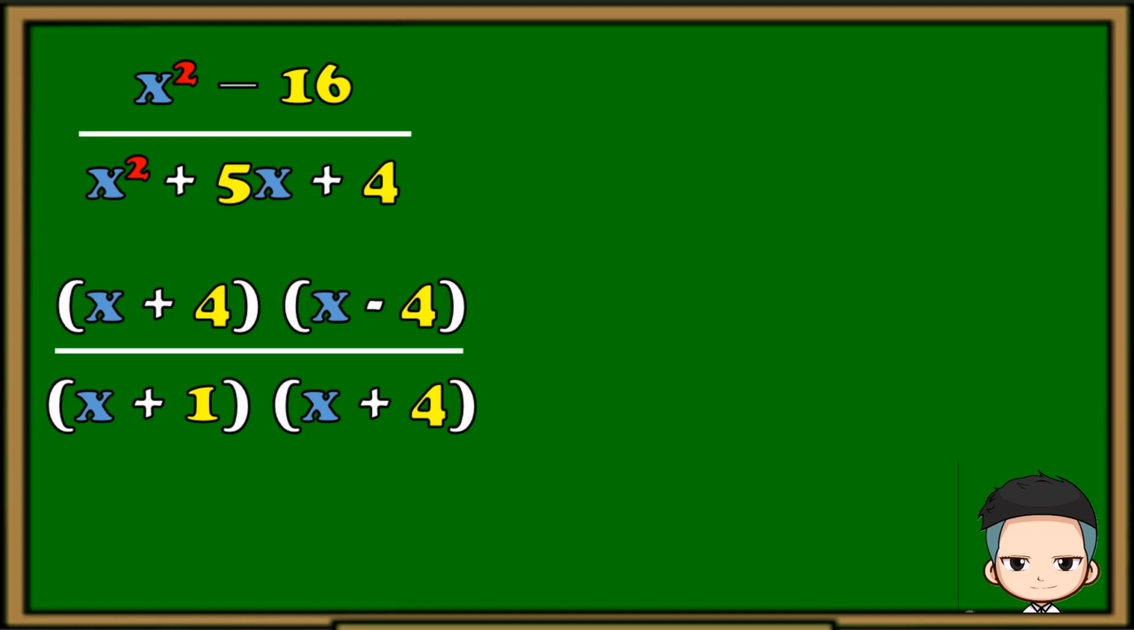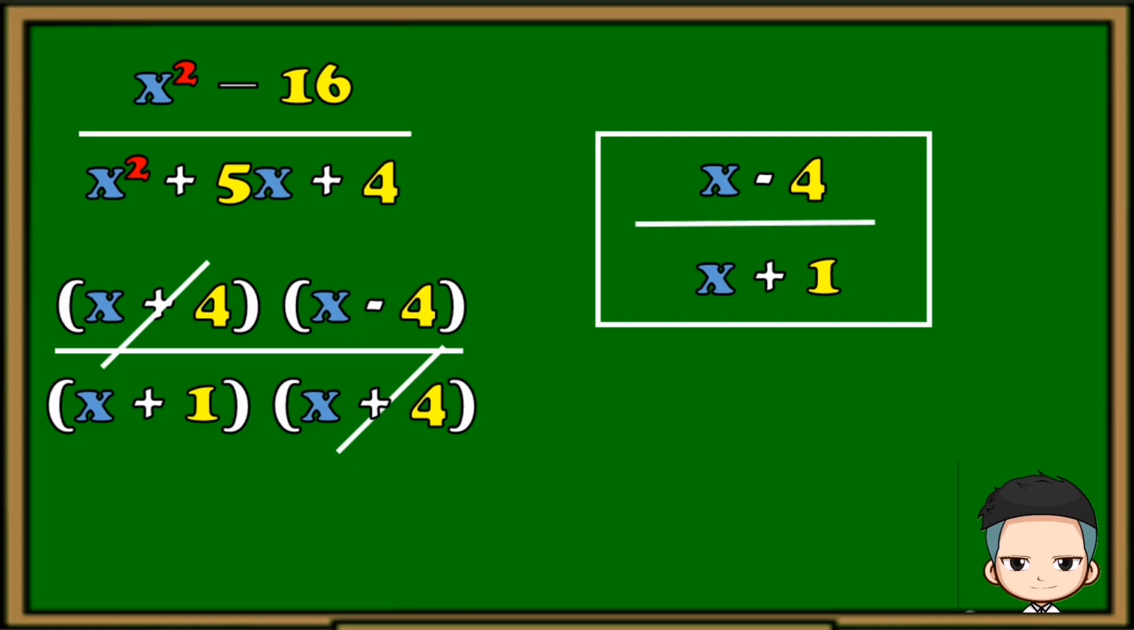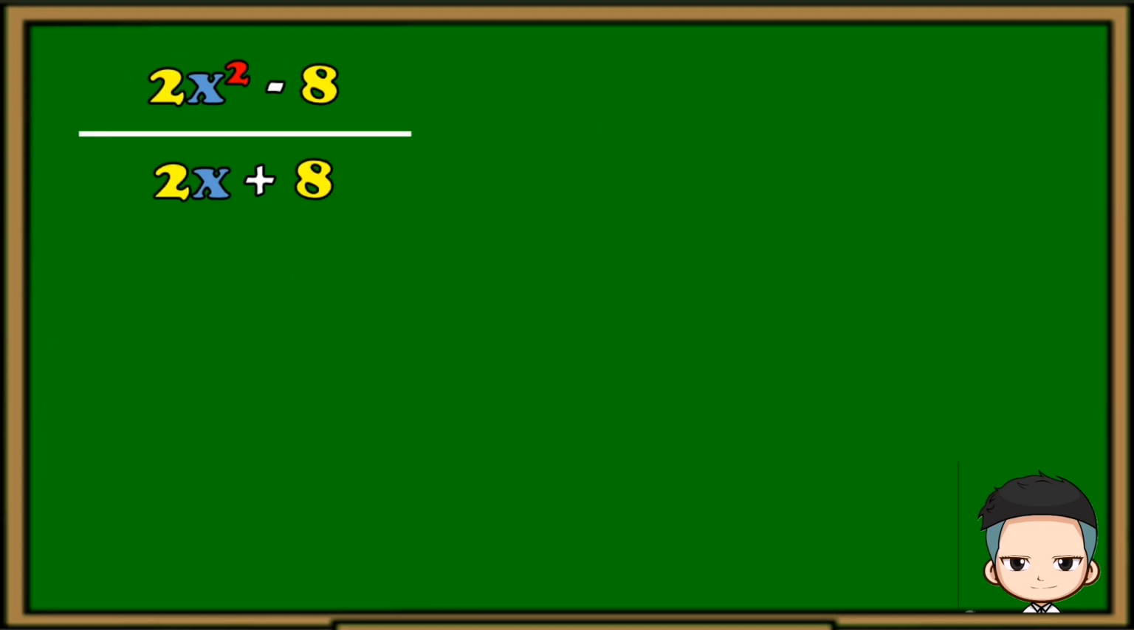Now, let's just cancel out the common factor on the numerator and on the denominator, leaving us with x minus 4 on the numerator and x plus 1 on the denominator. Our final answer, x minus 4 all over x plus 1. Let's try another example.